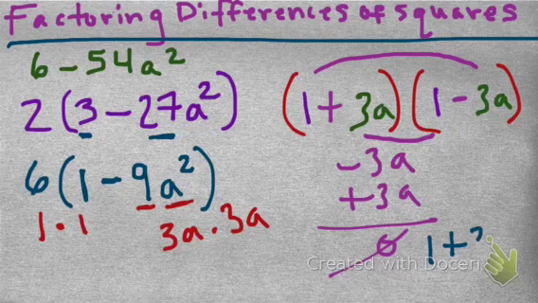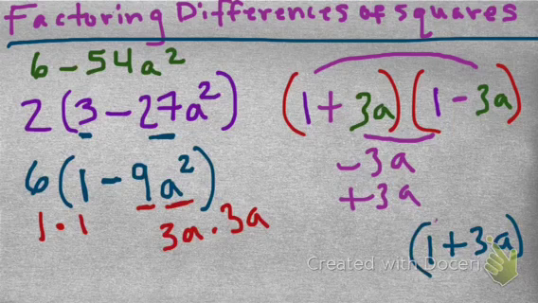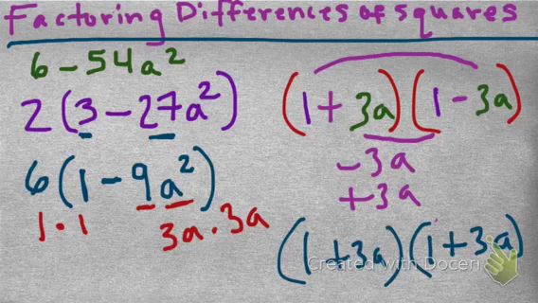So 1 plus 3a, and I'm going to make space for it, and another 1 plus 3a. Oops, one of them's a minus. And then you would be finished.